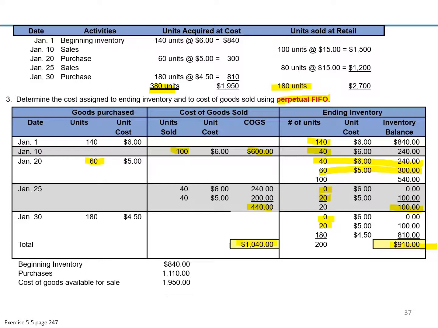And if we do our double check with our formula, we have beginning inventory of 840. We have purchases of 1,110. That's your 300 plus your 810 for total cost of goods available for sale of $1,950. Less ending inventory of $910 equals cost of goods sold of $1,040.